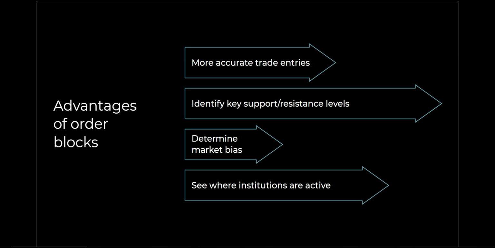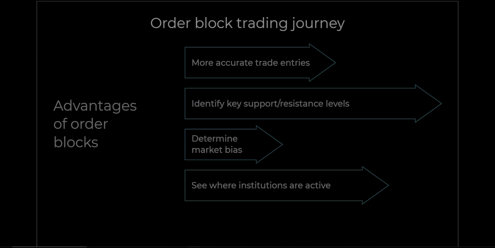Advantages of order blocks: more accurate trade entries. You get to identify support and resistance levels, which is very helpful. Determine market bias, and see where institutions are active.